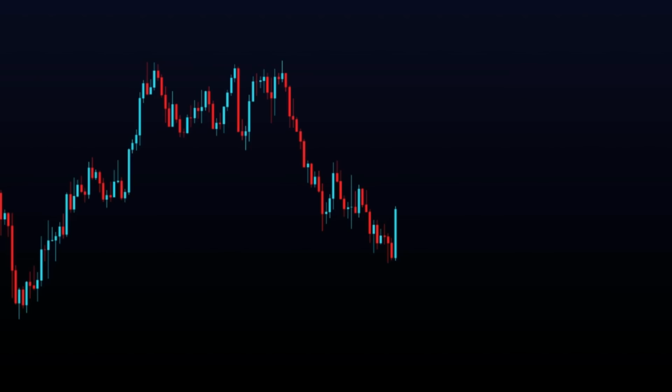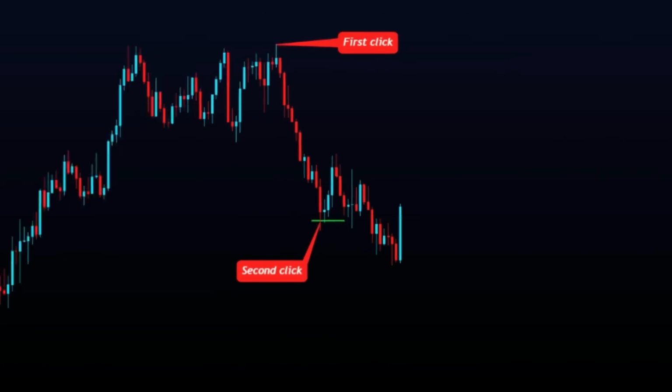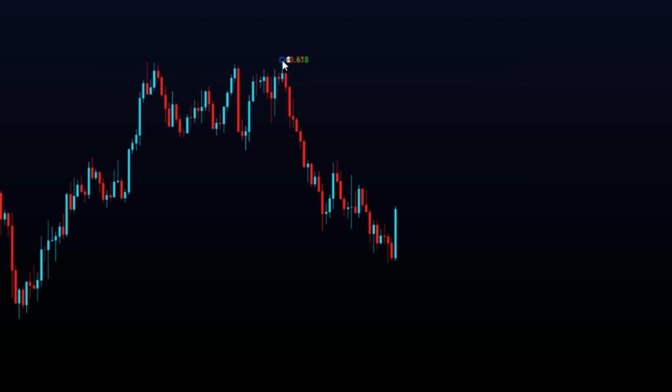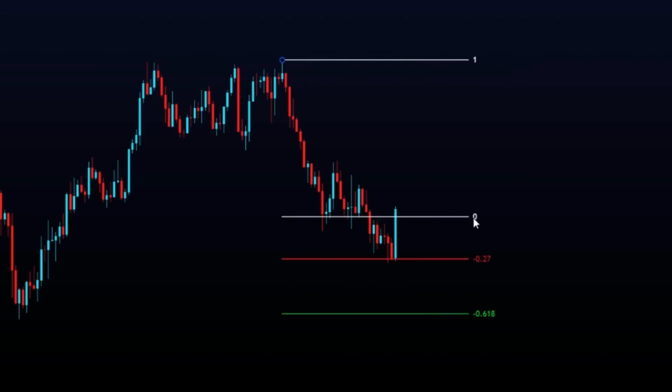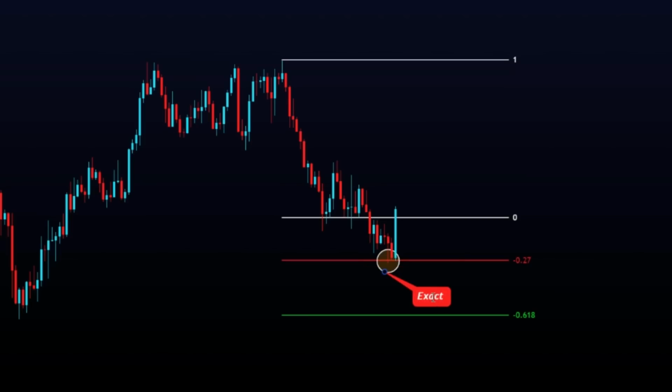To set an example, your first click must be at the end of the uptrend, which marks the beginning of the base. Then your second click must be exactly on the end of the minor pivot. If you apply Fibonacci to the trend, you will notice candles getting stuck at the minus 0.27 level, followed by the formation of a strong bullish candle. This could signal the exact end of the market correction.